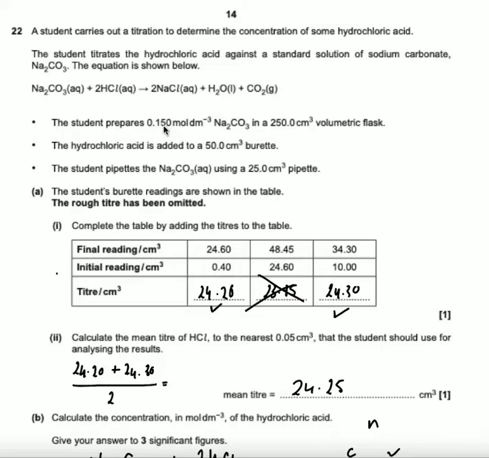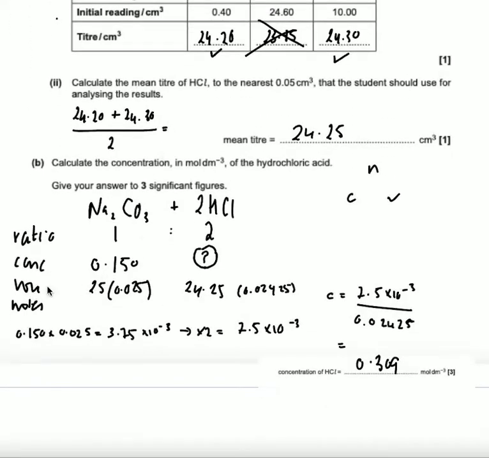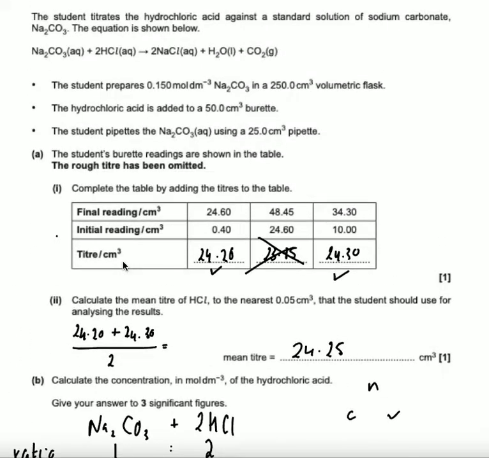So the student prepares 0.15 moles per centimeter cubed of sodium carbonate. So automatically I've gotten the concentration of sodium carbonate. So I go to concentration and I put 0.15. So I've used that up.